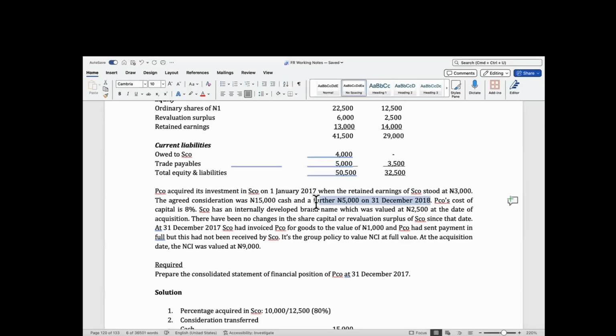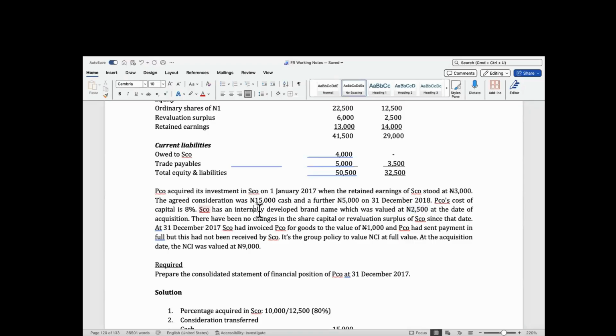This money is not dependent on any condition. So PICO's cost of capital is 8%. They are giving me this so that I can use it to discount this to present value. Also, ESCO has an internally generated developed brand, which was valued at 2.5 at the date of acquisition.